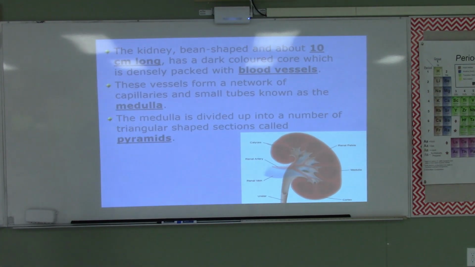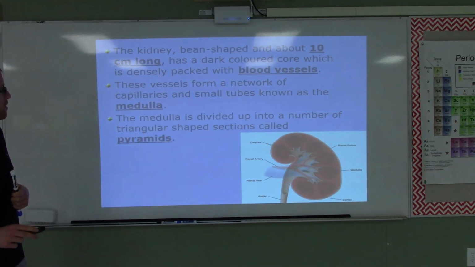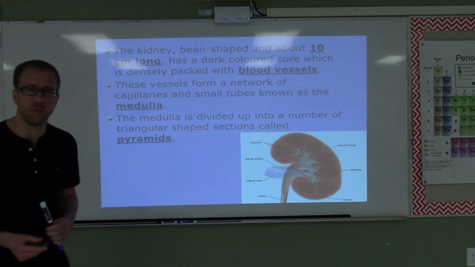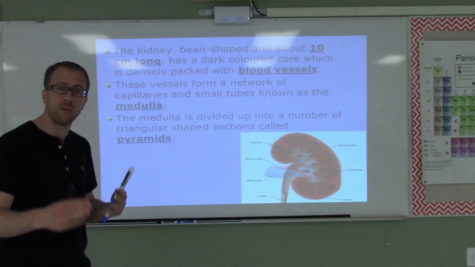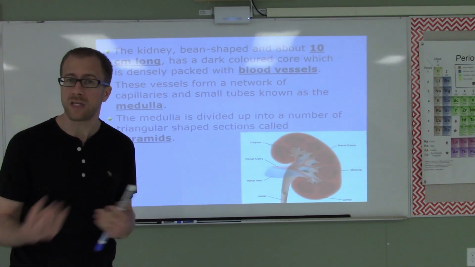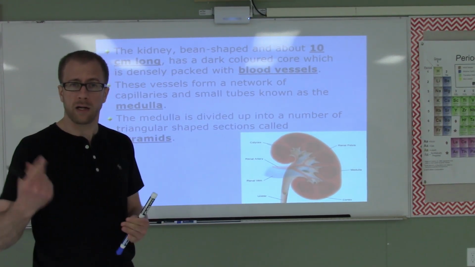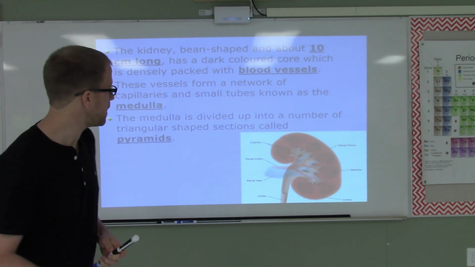Now, let's talk about the kidney. It's bean-shaped, about 10 centimeters long, has a very dark colored core, which is densely packed with blood vessels. Right? If we're going to filter our blood, we need to pass a lot of blood through the kidney. As well, if we're going to reabsorb and put most of that stuff back in our blood, we need a lot of blood vessels surrounding every single part of our kidney.